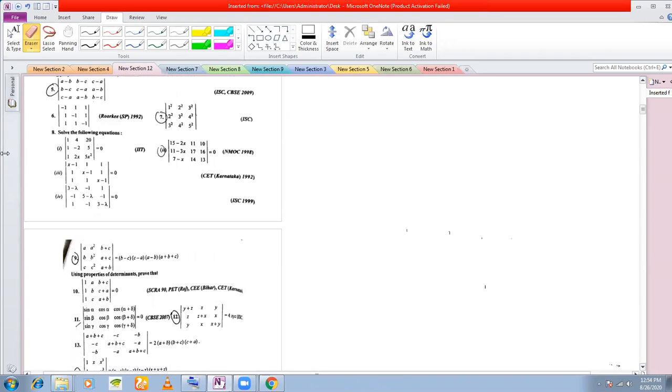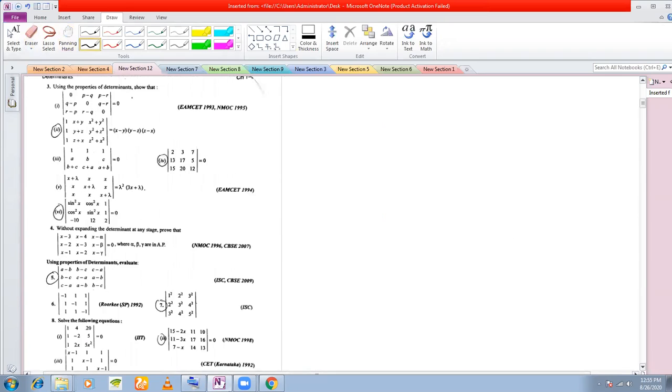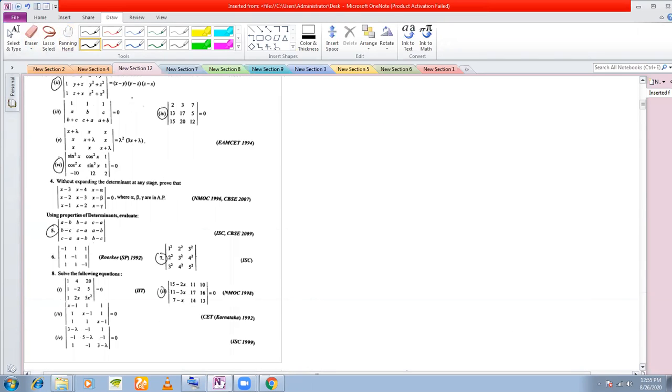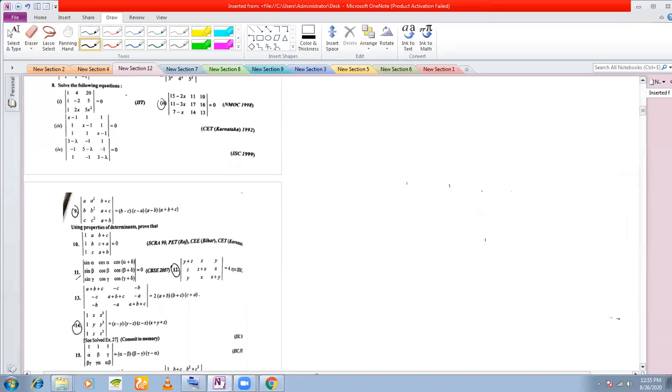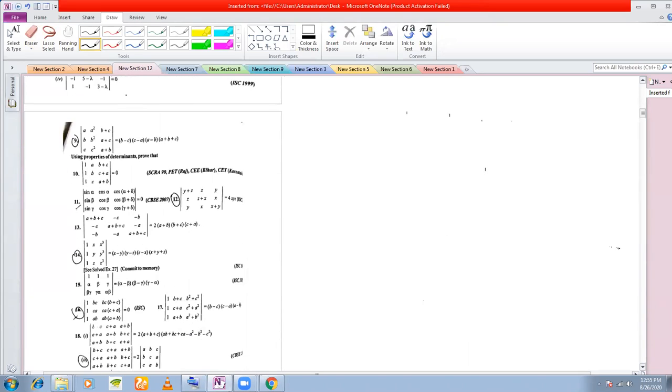Okay. So next, what we are going to do here is we finished 8 4. Next, we are going to do number 10. The question is, using properties of determinants, prove that this is equal to 0. So we start by saying let delta is equal to.